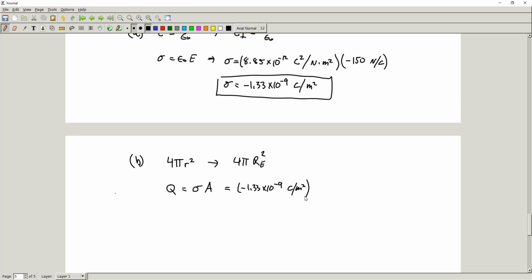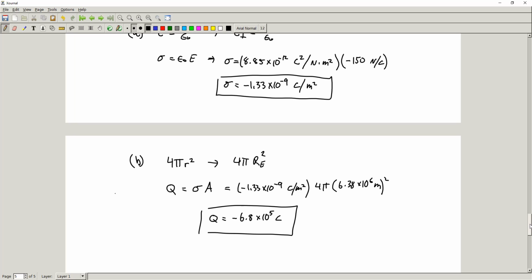Right? And now we need our area, so our area is going to end up being 4 pi, and the radius of the Earth, which we're going to have to square, is 6.38 times 10 to the 6 meters, and this all comes squared, right? We can see that the units are going to work out: our meter squared here is going to cancel, and we're going to end up in coulombs. If you do that calculation, you're going to find that Q is equal to minus 6.8 times 10 to the 5 coulombs, okay? And that's the total charge carried by the Earth.